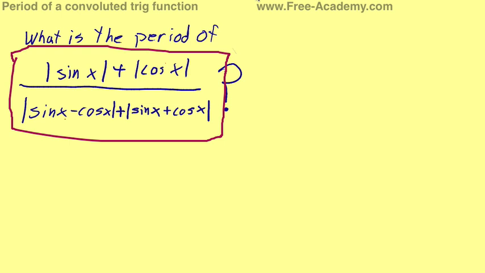In this question, submitted to www.free-academy.com, the question is, what is the period of the absolute value of sine of x plus the absolute value of cosine of x, divided by the absolute value of sine of x minus cosine of x plus the absolute value of sine of x plus cosine of x, or what I like to call the convoluted trig method.